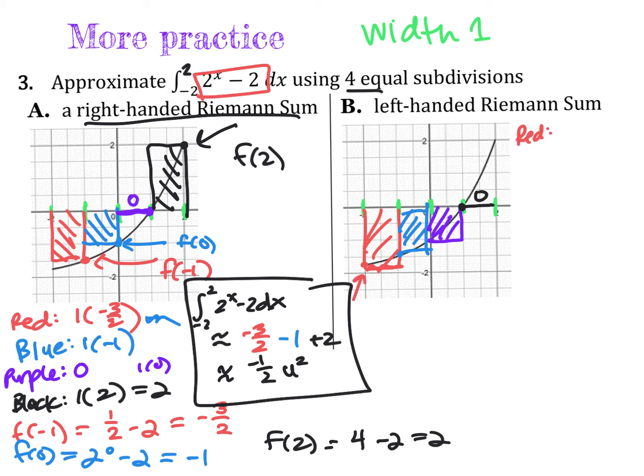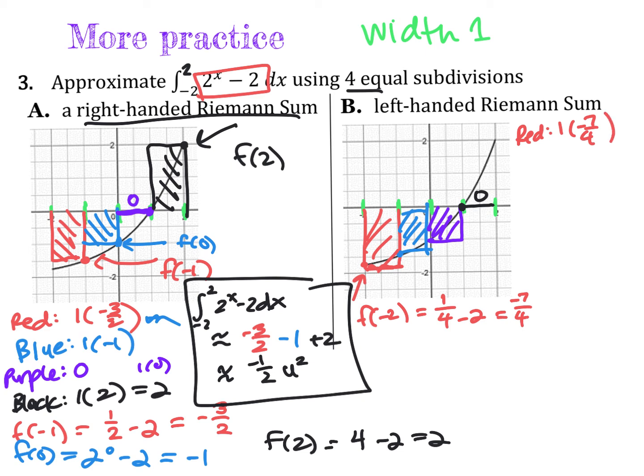So here, our height for the red rectangle is going to be what we get when we plug in -2. 2 to the -2nd power is 1 over 2 squared, or 1/4, minus 2. And this is going to give me -1 3/4, or -7/4. So our area is 1 times -7/4.